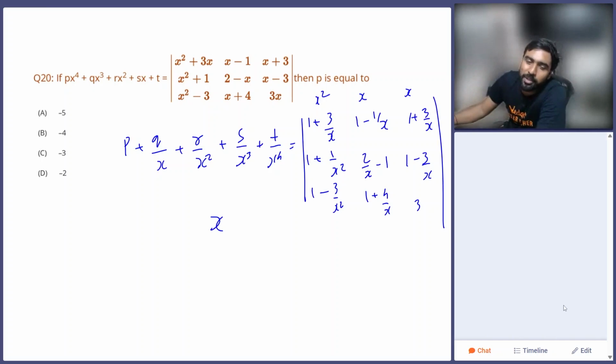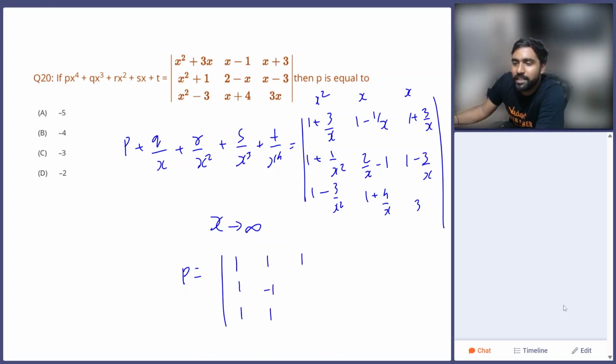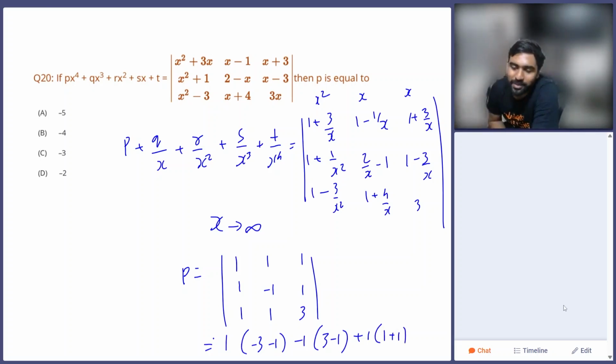Now what I'm going to do is put limit x tending to infinity on both sides, which would give just p on the left hand side, and on the right side 1, 1, 1, 1, minus 1, 1, and you have 1, 1, 3 over here. This is all that you have left at this point. Open the determinant up. You could use properties, or I believe you can even just directly open it out. What do you have? 1 into 3 minus 1, minus 1 into 3 minus 1, plus 2 into 1 minus of minus 1, plus 1 over here. So what do you have? You have minus 2 plus 2.